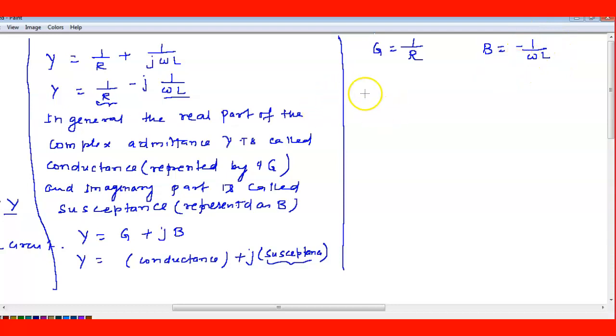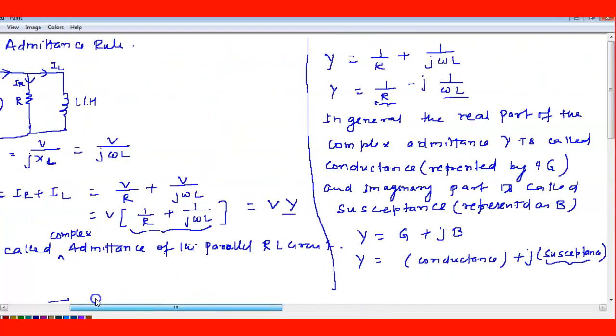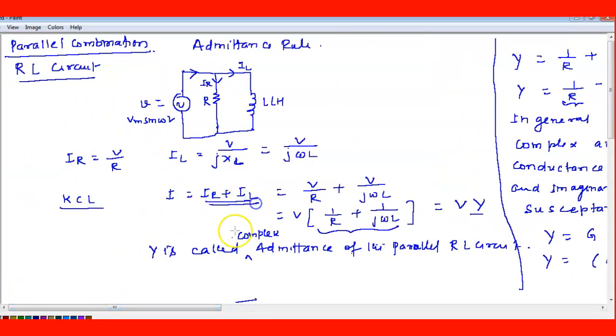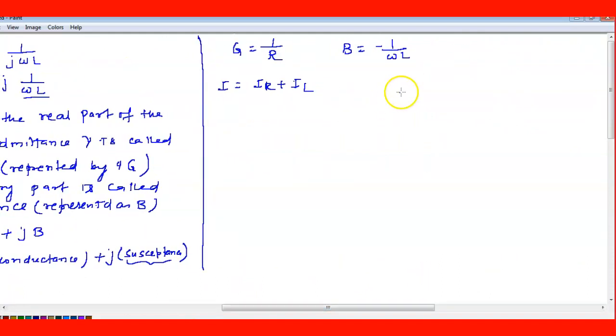Okay, so I is equal to IR plus IL, which we have written in the first equation. So you get it as V and Y, right? So I is equal to V into 1 upon R minus j into 1 upon omega L. This shows that in the RL circuit the current I lags the voltage V. Okay, the admittance angle theta we can find here.